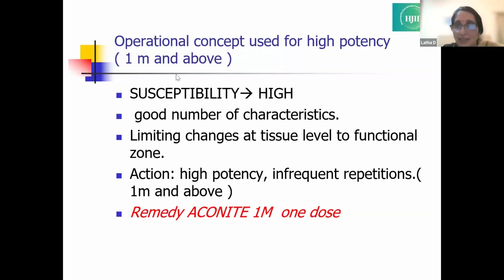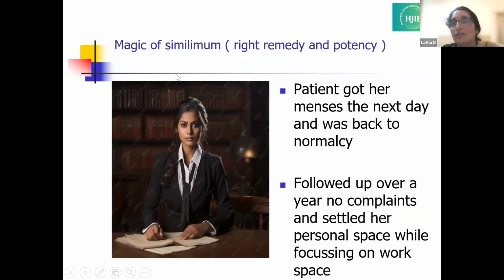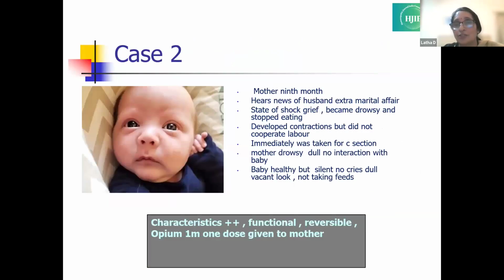After this, within the next day, she got her periods. That one dose of 1M was enough to recover the susceptibility. She settled, went back to her workspace, and got the divorce that she wanted.